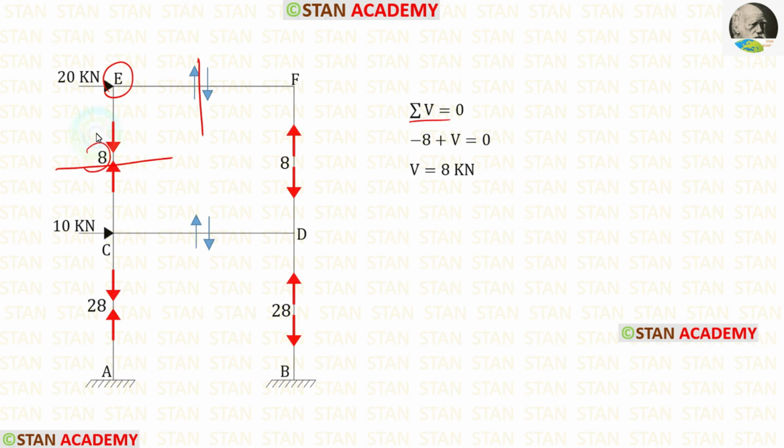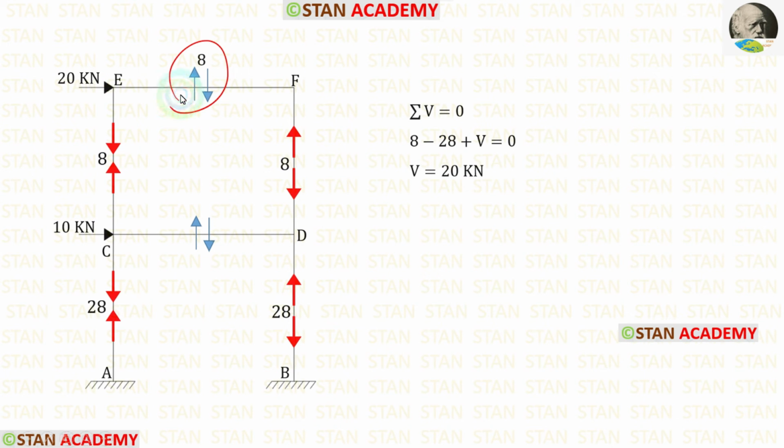8 is acting downwards, so that will be negative. Let us keep the unknown shear force as V. It is acting upwards, so that will be positive. Finally for V, we are getting 8. Now let us find the shear force in the beam CD. Let us take the joint C.